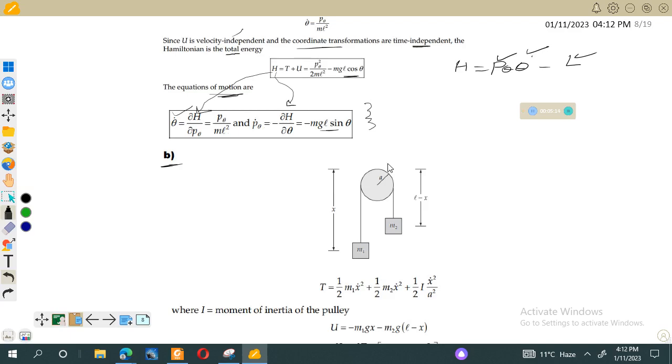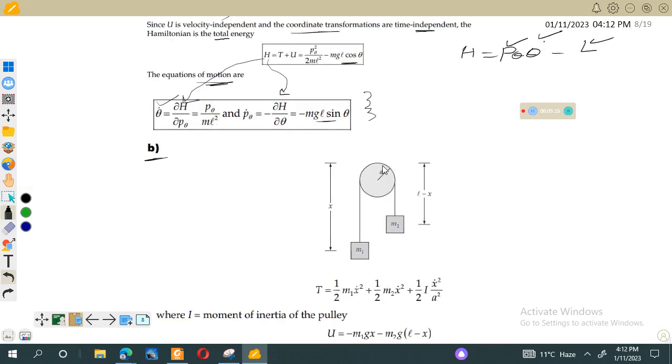In simple Atwood machine, we have two masses attached with the help of a pulley, and the mass of one is m1, which is at distance x1 from the pulley, and the second has mass m2, which is at distance L minus x. Because the total length is L, when we subtract this x from the total length, this will give L minus x.